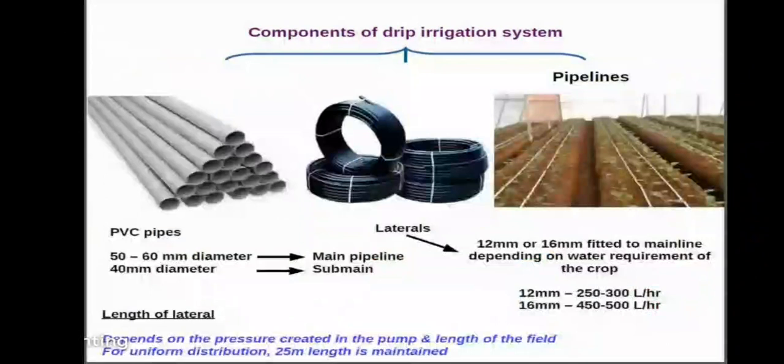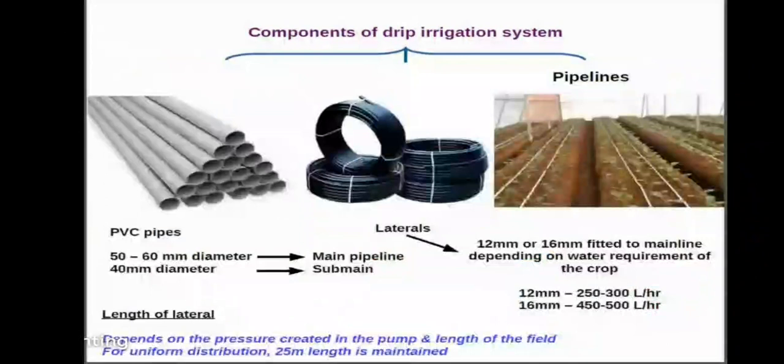Next, other components of the drip irrigation system are PVC pipes: a 50 to 60 mm diameter main pipe and a 40 mm diameter sub main. These are important parameters to be remembered. Then the laterals, which are the pipes through which the water is given to the plant. That must be 12 mm.